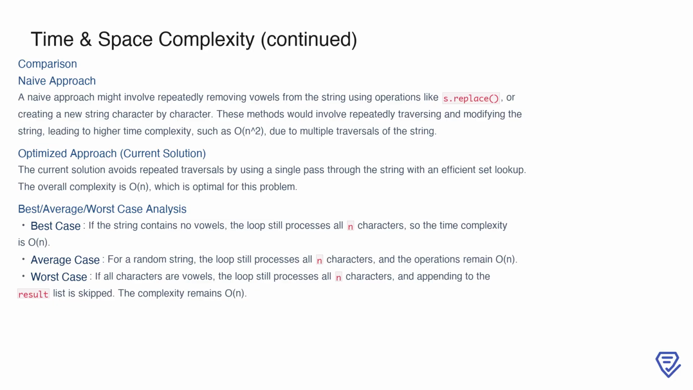Now, considering the best, average, and worst-case scenarios, the solution remains consistent. Regardless of the content of the string, whether it contains no vowels, a random mixture of vowels and consonants, or is entirely made up of vowels, the loop still processes each character exactly once, and all operations within the loop are constant time. Thus, the time complexity is O(n) in all cases.